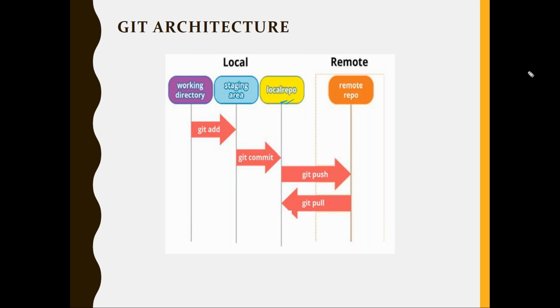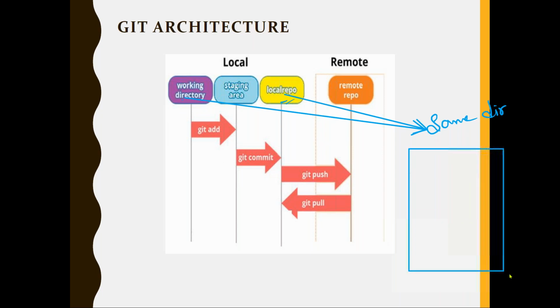Let me tell you a few more interesting pointers before we go for the lab. Working directory and local repository, are they two physically different directories? Physically, they are one and the same directory or folder. Then how come you say working directory and local repository? Logically, they are different. How are they logically different? Let's see. Suppose this is a folder. This is a working directory. The same is a local repository.